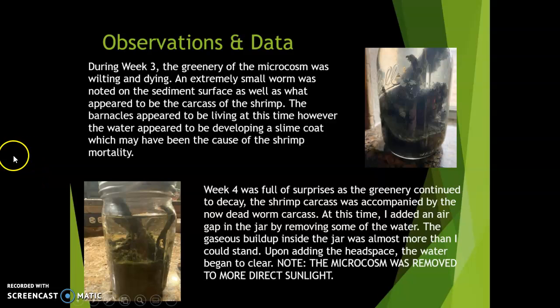During week 3, the greenery of the microcosm was wilting and dying. An extremely small worm was noticed on the sediment surface as well as what appeared to be the carcass of the shrimp. The barnacles appeared to be living at this time. However, the water appeared to be developing a slime coat, which may have been the cause of the shrimp mortality.